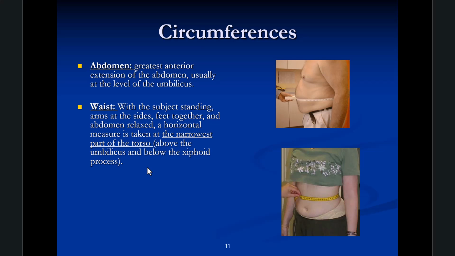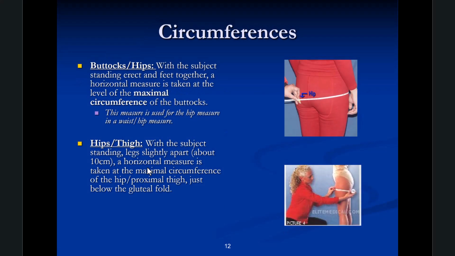For waist, this is a little tedious, but it's basically the circumference of the waist at the narrowest part of the torso. So anywhere above the umbilicus and below the xiphoid process. So if you can't find what you would consider the narrowest spot, you just need to be consistent in where you're measuring it.